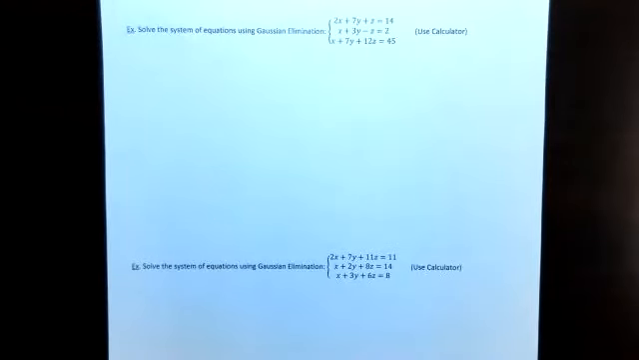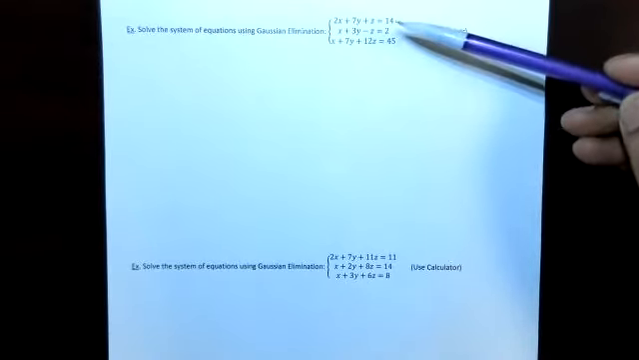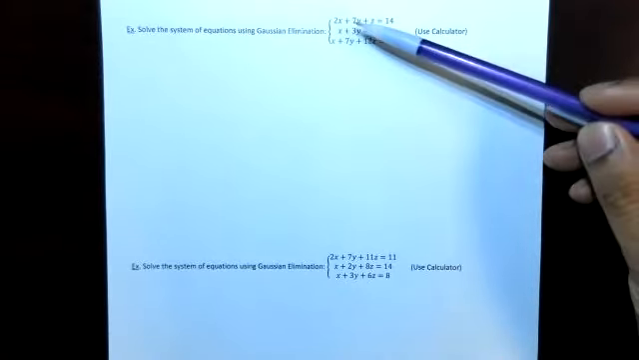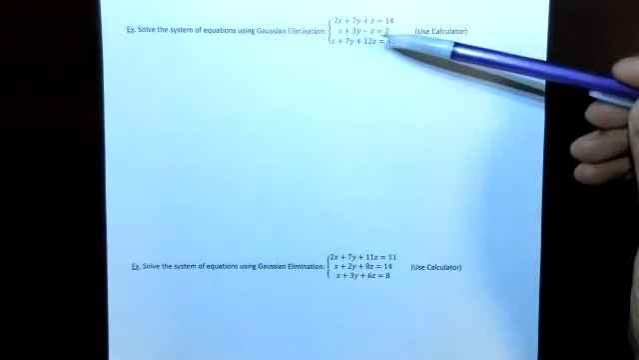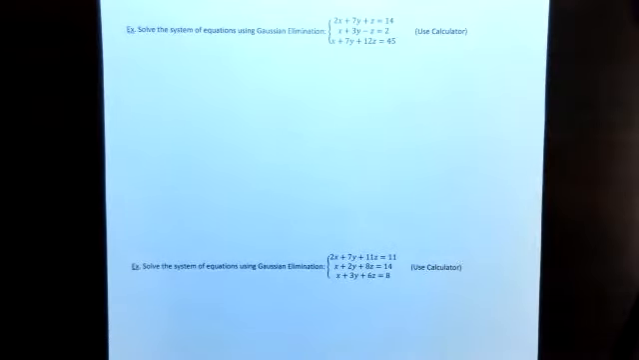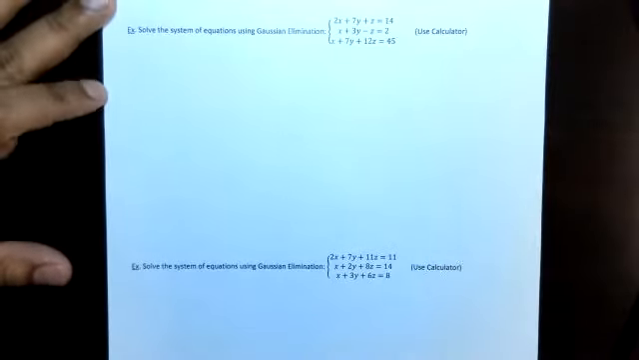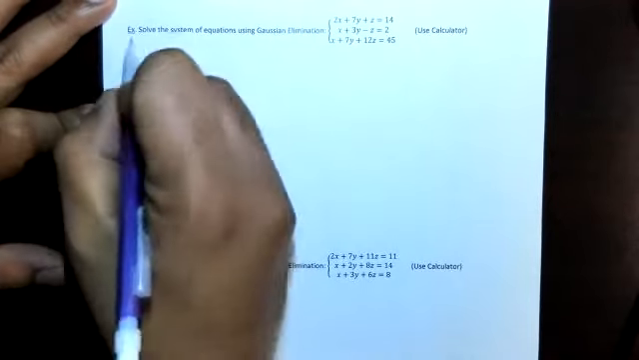In this video, I will show you how to solve a system of equations using Gaussian elimination, but on your calculator. This first example here, we have a system with three equations. 2x plus 7y plus z equals 14, x plus 3y minus z equals 2, x plus 7y plus 12z equals 45. The first thing we need to do is write these equations as an augmented matrix.